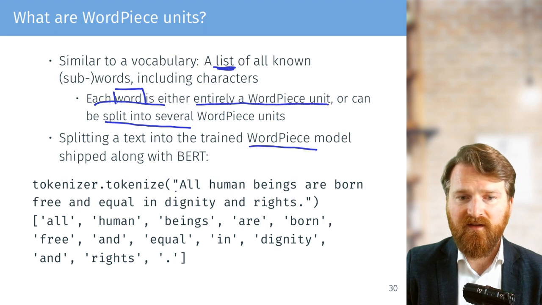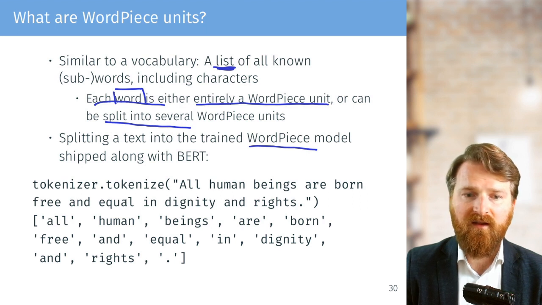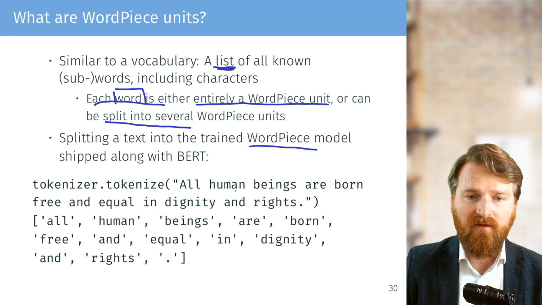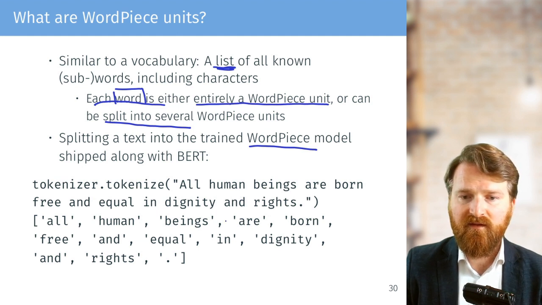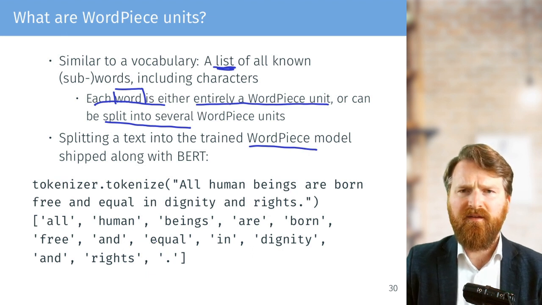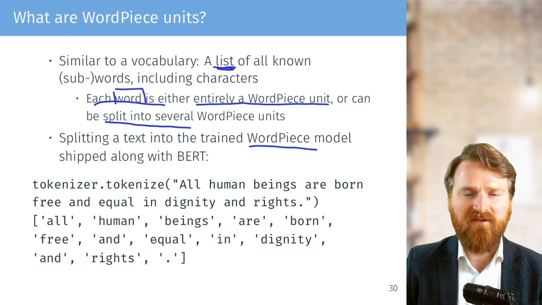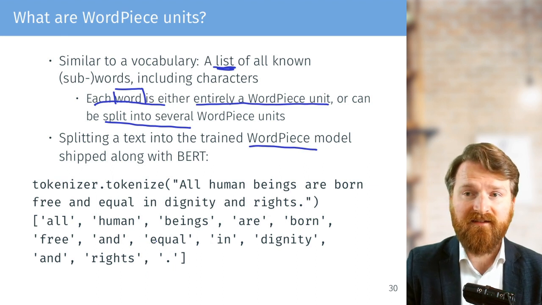So if I take the sentence, all human beings are born free and equal in dignity and rights, it splits into tokens: all human beings are born free and equal in dignity and rights. So, well, this is just a simple tokenization. So where's the catch here? We'll see the catch in the next slide.